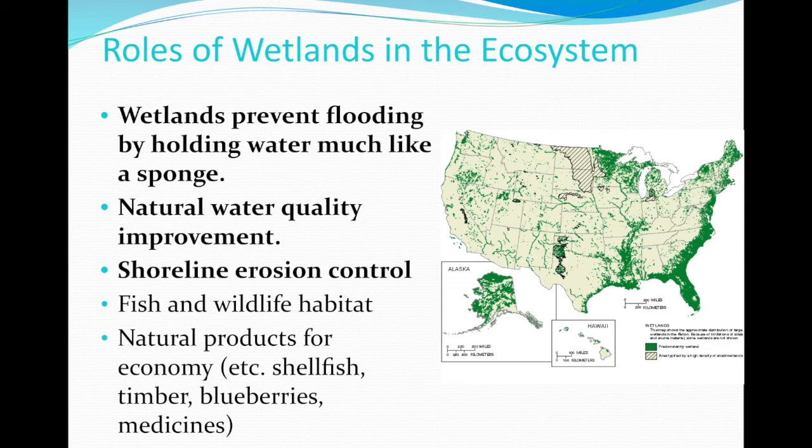Basically, the natural water quality will improve, so these wetlands will help the overall ecosystem, and the water quality will be a lot better for us and animals. Shoreline erosion control, so it does help with some of that shoreline erosion. You remember erosion is when stuff starts to break down, moving from one place to another. It helps fish and wildlife, anything in the habitats.